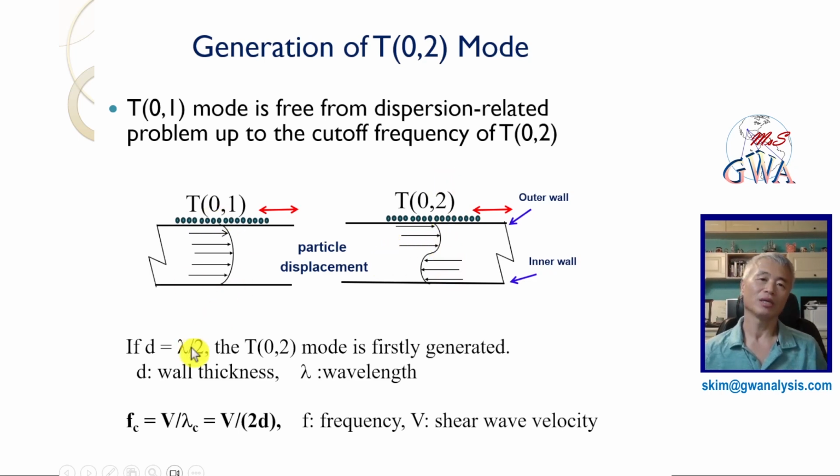This slide shows the particle displacement in the pipe wall for T01 and T02 mode. T02 mode is first generated when the wall thickness is equal to half wavelength. We call it the cutoff frequency of T02 mode. If we operate at a frequency less than the cutoff frequency of T02 mode, only the non-dispersive T01 mode is generated in the pipe wall.